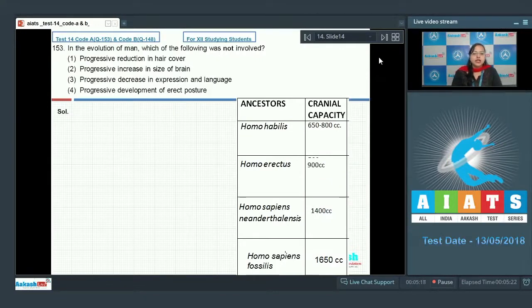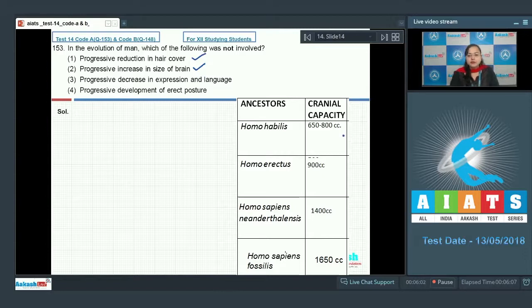Question 153. In the evolution of man, which of the following was not involved? So the first option is given, progressive reduction in hair cover. This is correct regarding human evolution. The earliest human ancestors were gorilla or chimpanzee like. They had dense hair cover, but during the course of evolution there was progressive reduction in hair cover. Option 2 is given, progressive increase in size of brain. So there was progressive increase in size of brain during the course of human evolution.